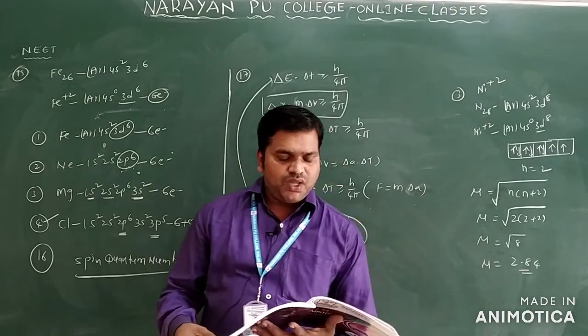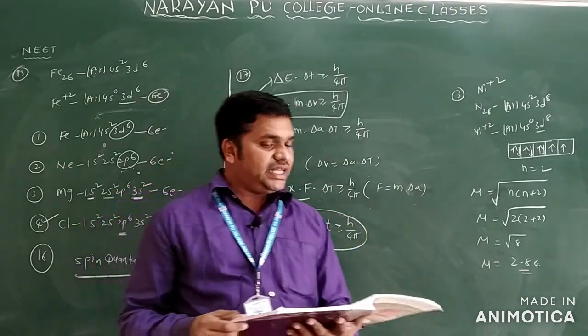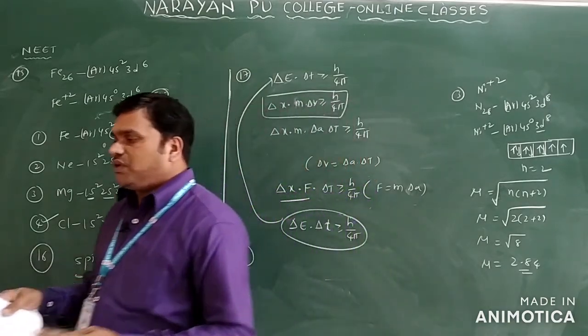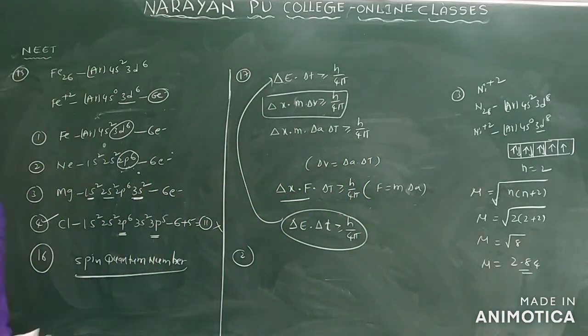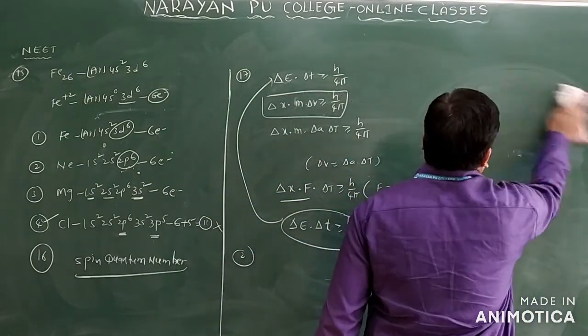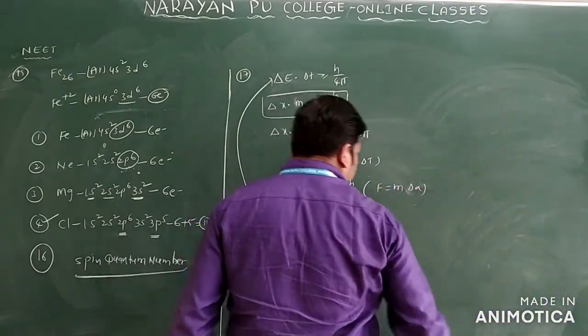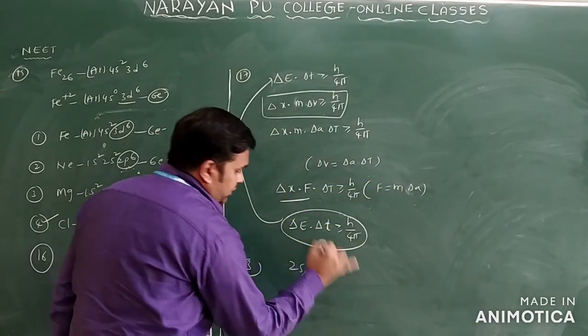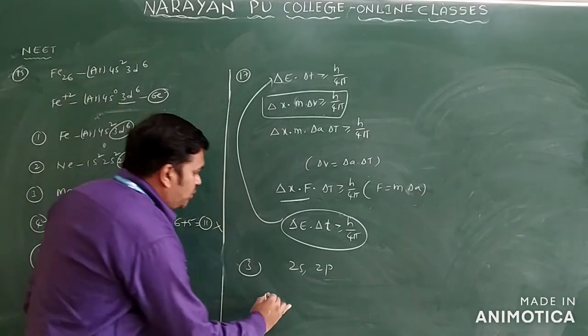Now the third option we have. The energy of the 2s orbital is less than the energy of the 2p orbital in case of hydrogen like species. Hydrogen like species. What are they comparing? They are comparing 2s and 2p only. They are talking about energy only.